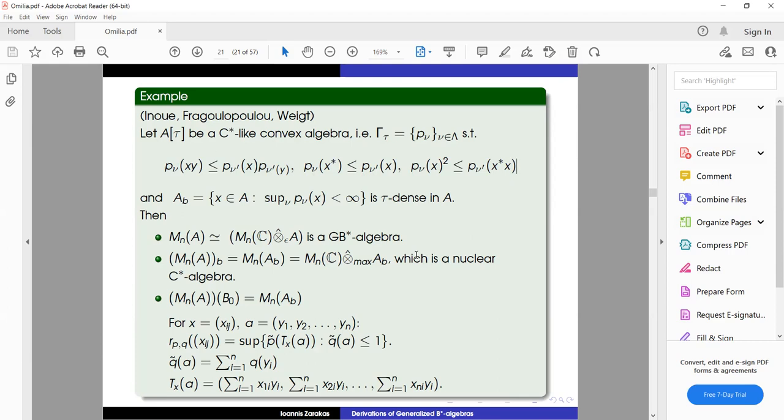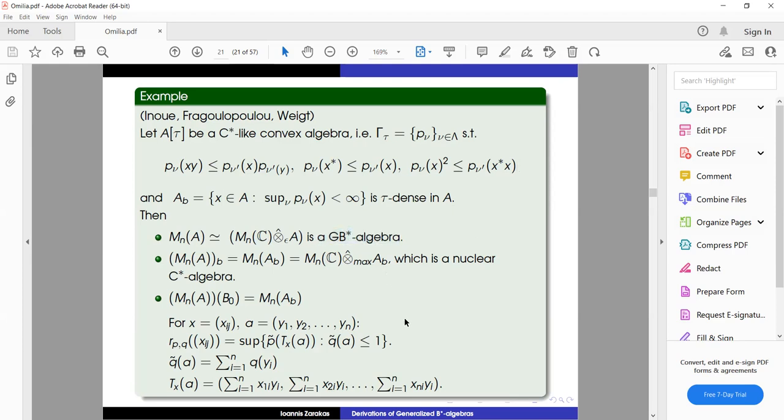When we are in this setting, and every such convex algebra, I just state here, is a GB* algebra, something that was proved by Inoue and Kürsten. So if you have a symmetric-like convex algebra and you take the matrices M_n of alpha, the matrices completed with respect to the injective tensor product topology, M_n of C tensor alpha, this is a GB* algebra.